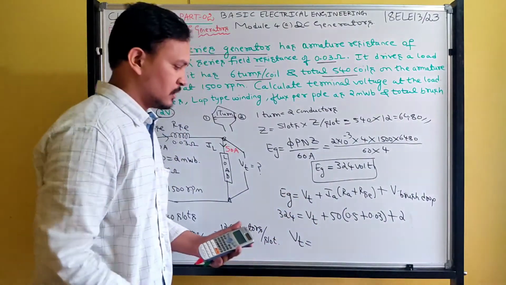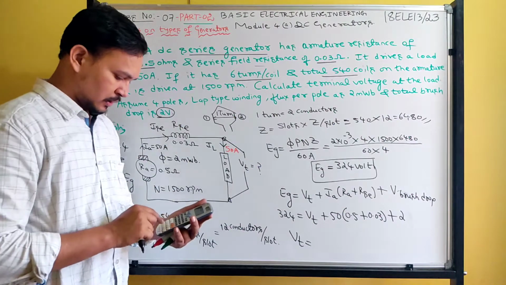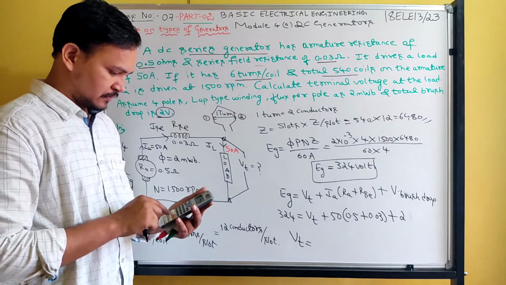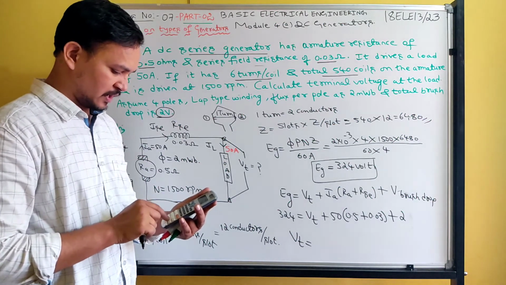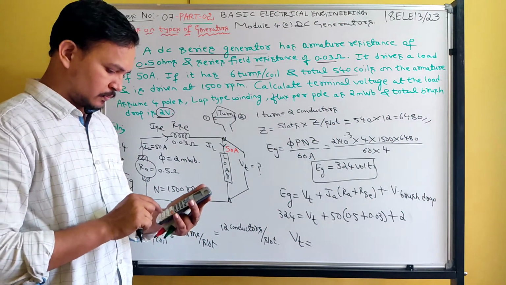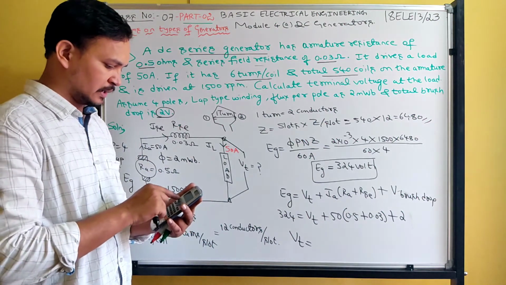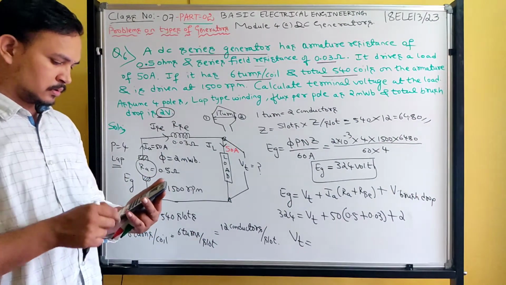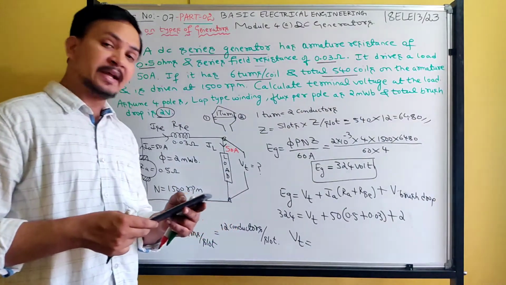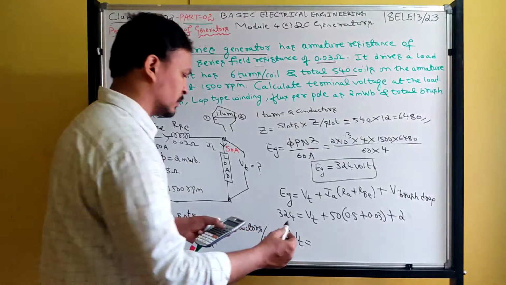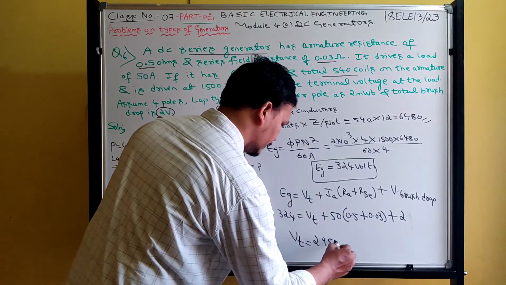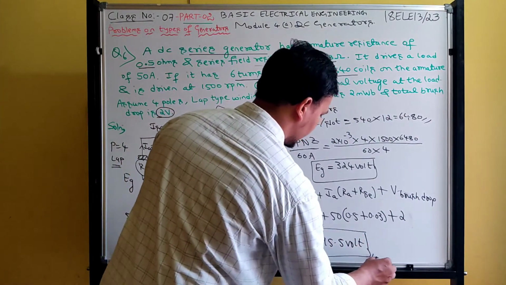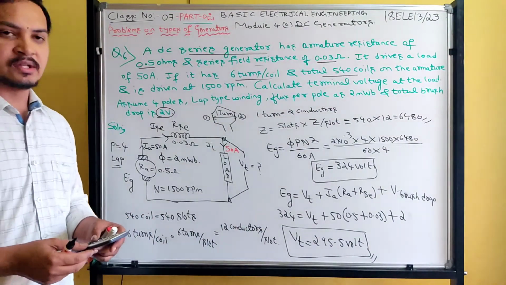Now I am solving directly. 324 is equal to Vt plus 50 into (0.05 plus 0.03) plus 2. By solving that, we got the terminal voltage, 295.5 volts. Understood now, guys? What is the question they asked? So the terminal voltage is 295.